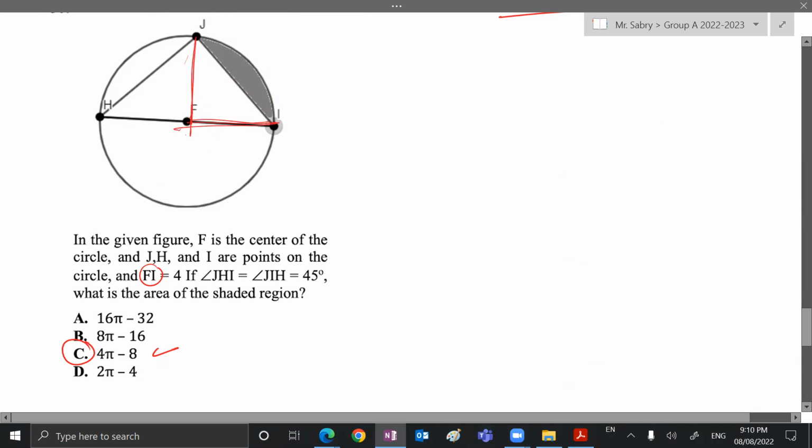Now, how do I get the area of this entire sector? If you look at what's given, this is 4, which is a radius, which means this is 4 as well, right? Isn't this 90 degrees for sure, which means that this sector is a quarter of a circle, right?